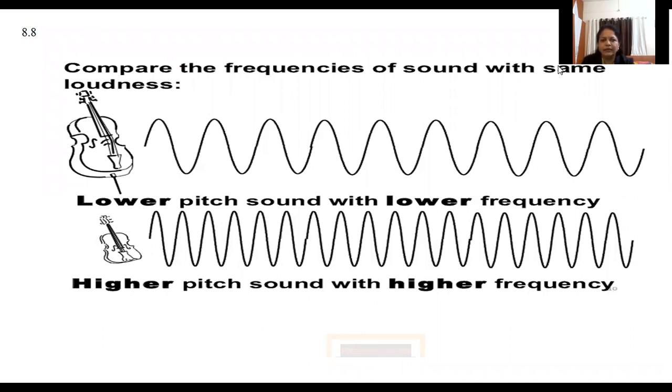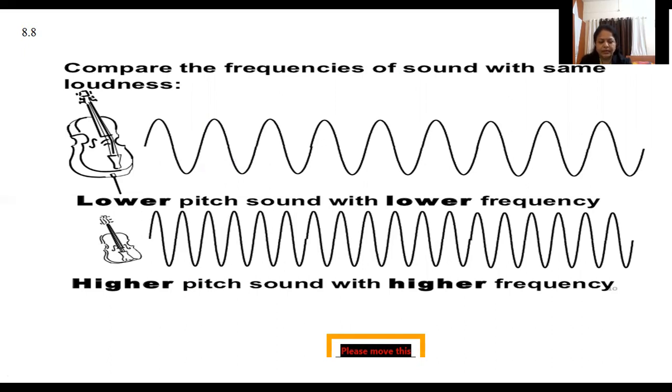Here we can compare the frequencies of sound with the same loudness, which means they have the same amplitude. Here the amplitude of the wave is the same, but only the frequency is changed. The upper wave has the lower pitch, that means it has the lower frequency. And in this case, the pitch is higher, which means the frequency is higher. Though these have the same loudness, the pitch is different.